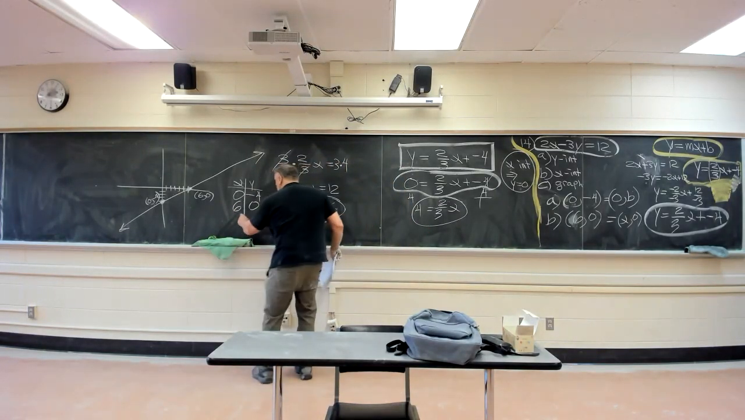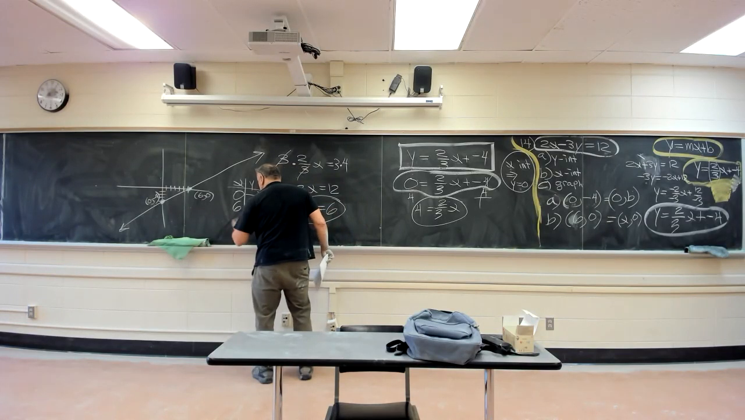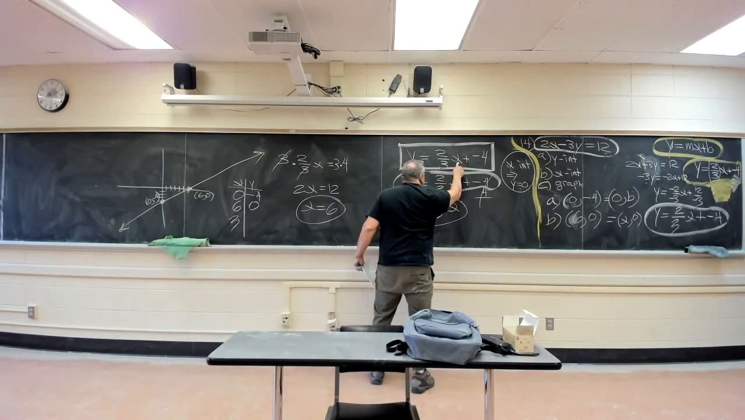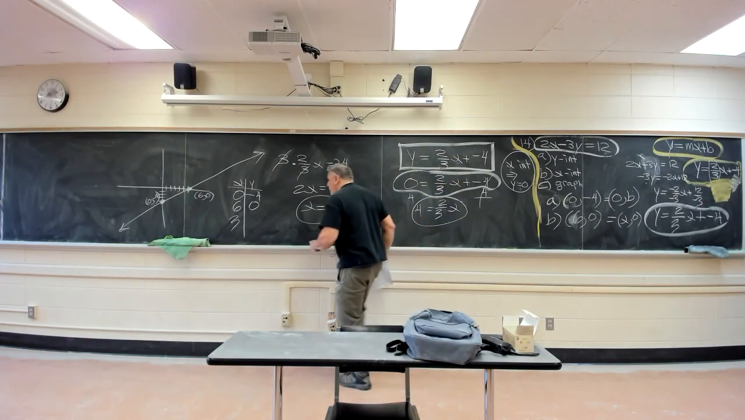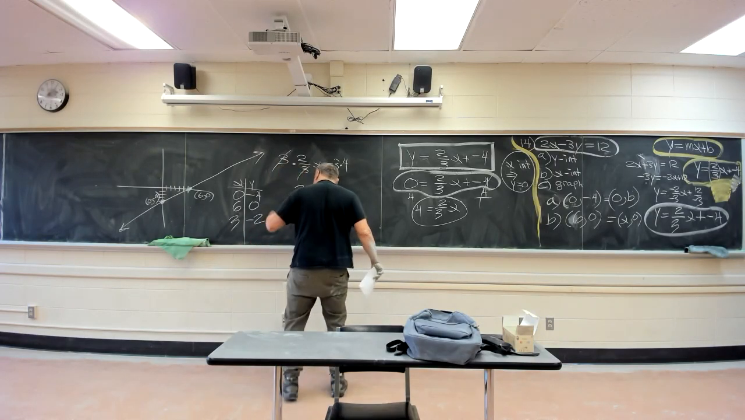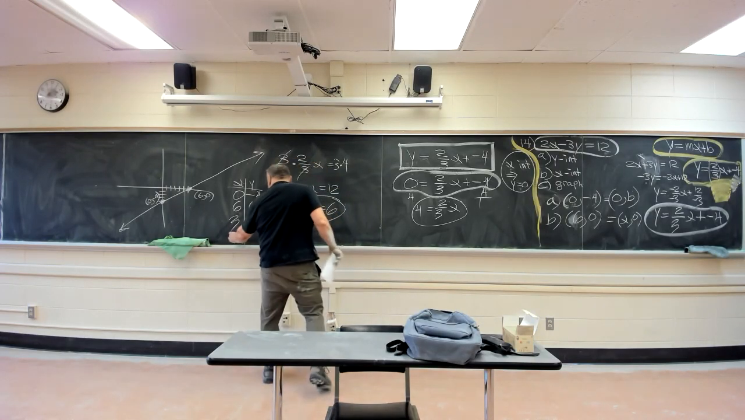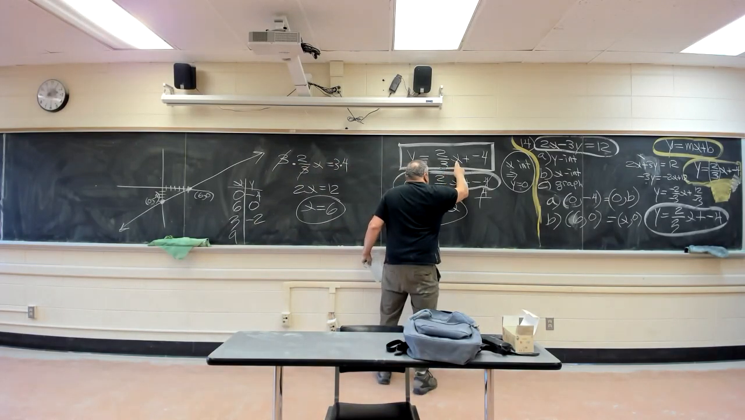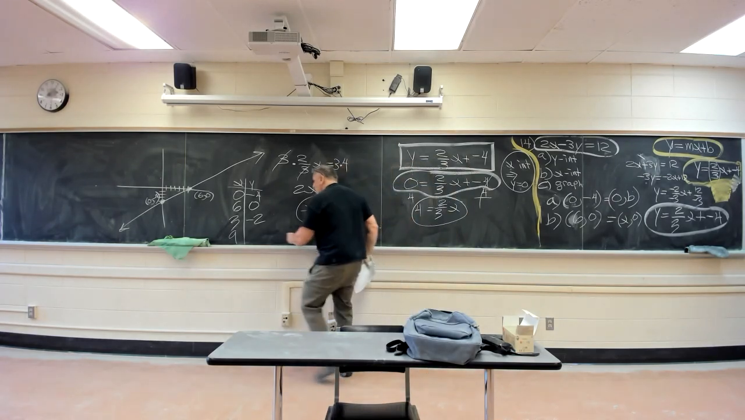You could have kept going. You could have said, well, I'll put a 3 in here. The 3's cancel. You got 2 plus negative 4. That's negative 2. I could put a 9 in here. 3 goes into 9 3 times. 3 times 2 is 6. 6 and negative 4 is 2.